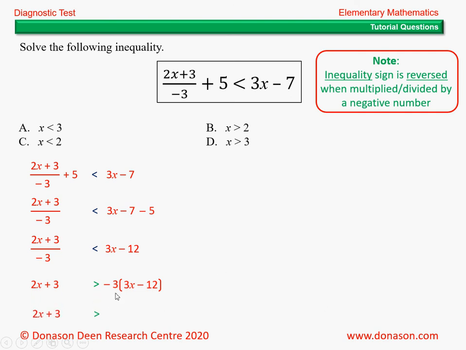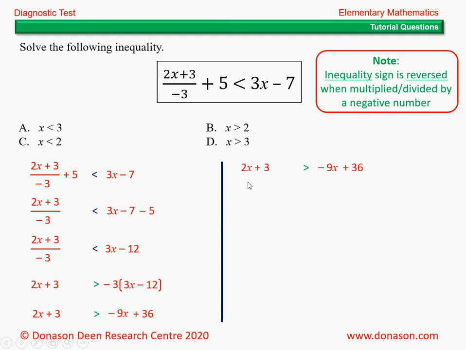The next thing we need to do is just expand the right hand side of the expression. Minus 3 times 3x gives you minus 9x, because this is a negative 3 and this is a positive 3, so negative times positive is negative, and 3 times 3x is 9x. Then the next term is minus times minus, which becomes positive, and 3 times 12 is 36. So on the left hand side we have 2x plus 3, and on the right hand side I have minus 9x plus 36.